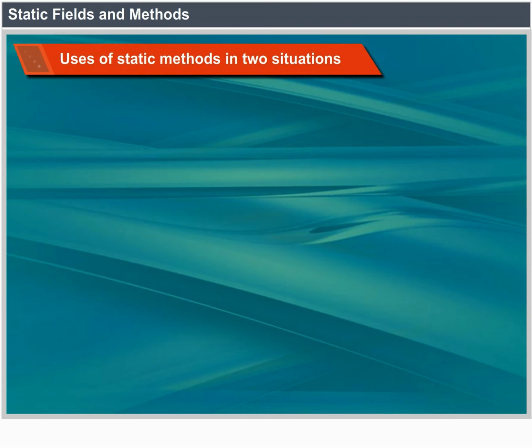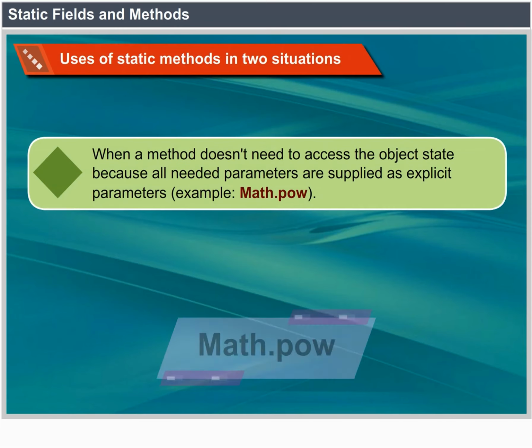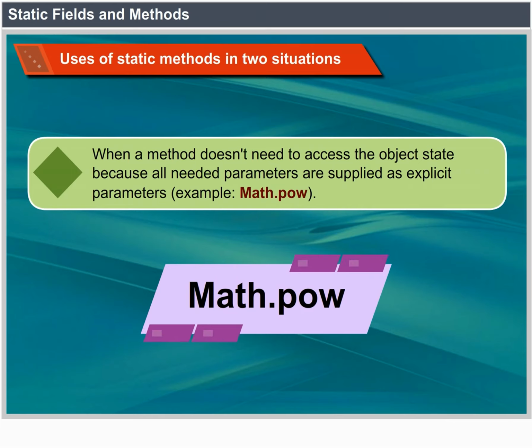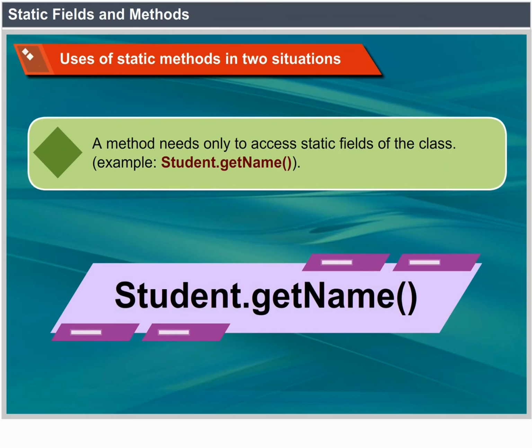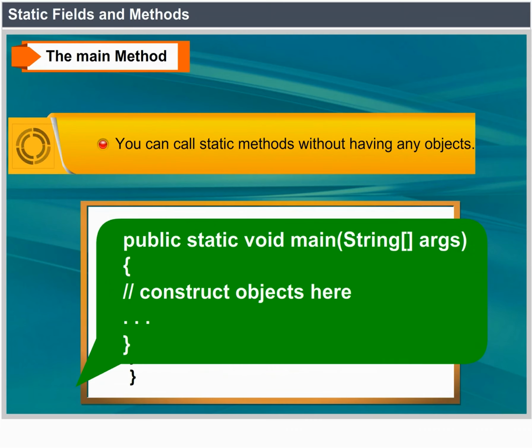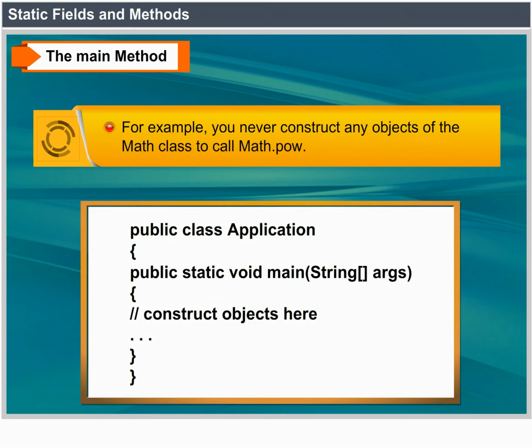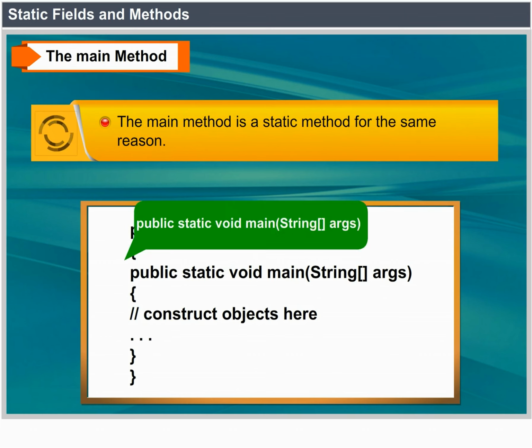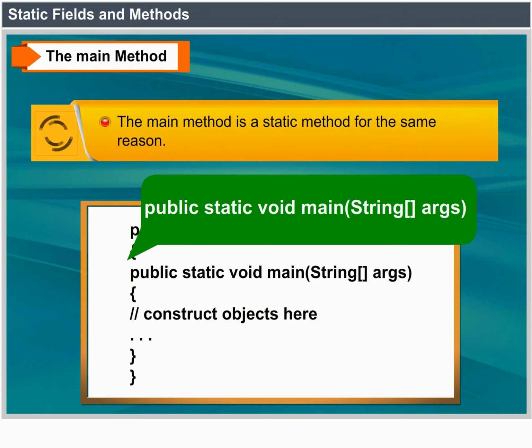Use static methods in two situations. When a method does not need to access the object state because all needed parameters are supplied as explicit parameters, for example, Math.pow. Or when a method needs only to access static fields of the class, for example, Student.getName. The main method. You can call static methods without having any objects. For example, you never construct any objects of the Math class to call Math.pow. The main method is a static method for the same reason.